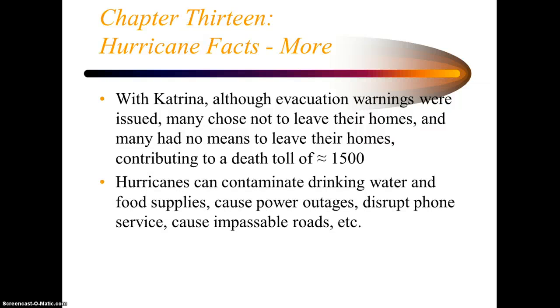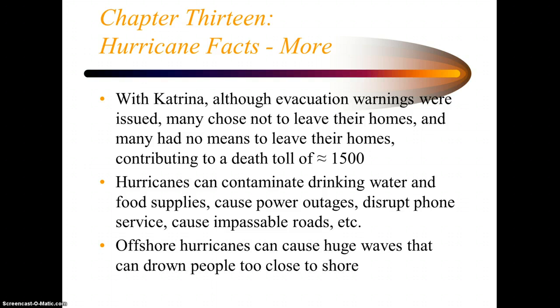Hurricanes can do lots of things. They can contaminate drinking water. They can contaminate food supplies. They can cause power outages, disrupt phone service, and cause impassable roads. Obviously, a problem for ship navigation, all kinds of devastation that hurricanes can cause.